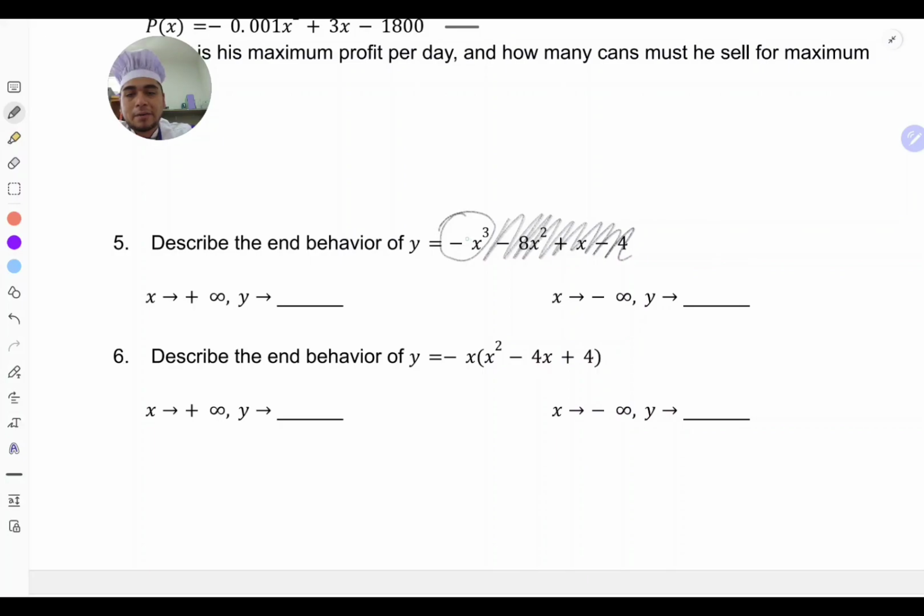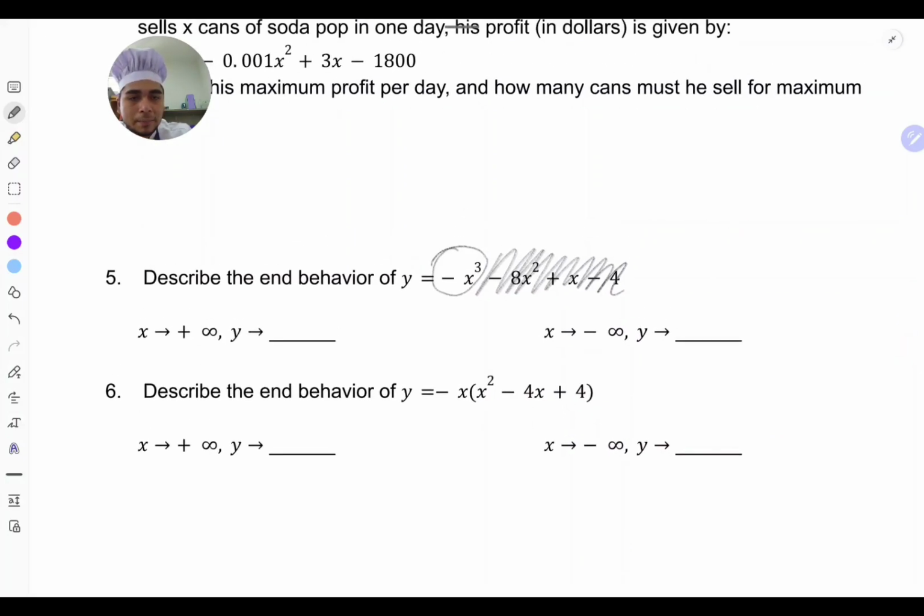Well, we know that the a coefficient is negative, which means that we can see 2 different kinds of end behaviors. First of all, the first end behavior could look something like a quadratic, and the second end behavior could look something like a cubic. Those are the 2 kinds of end behaviors.